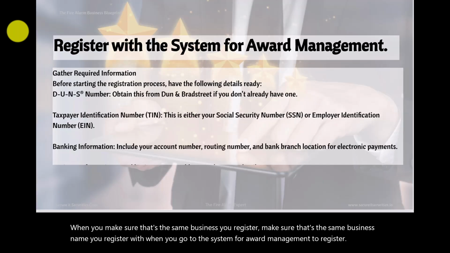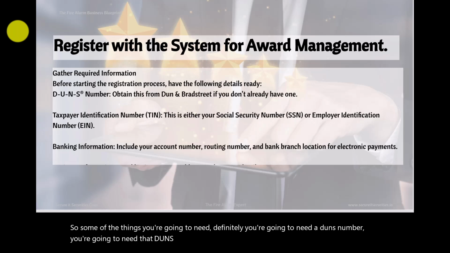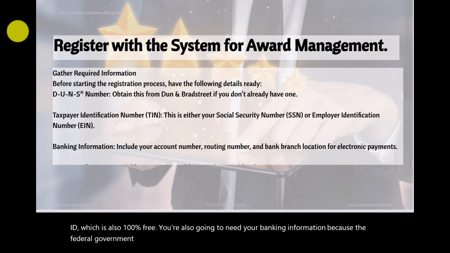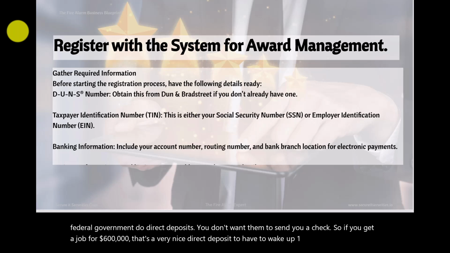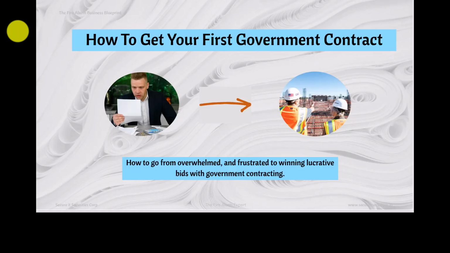Some of the things you're going to need, definitely you're going to need a DUNS number, which is 100% free. And you're going to need your tax ID, which is also 100% free. You're also going to need your banking information because the federal government does direct deposits. You don't want them to send you a check. So if you get a job for $600,000, that's a very nice direct deposit to wake up one morning and see in your account. So you open up a business bank account and tie that business bank account to your SAM profile.